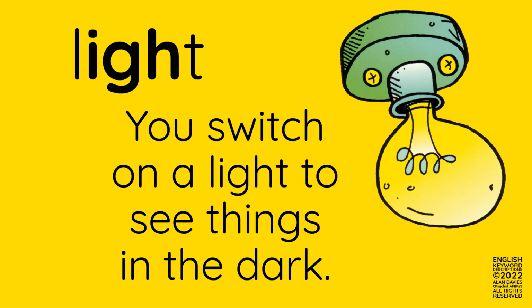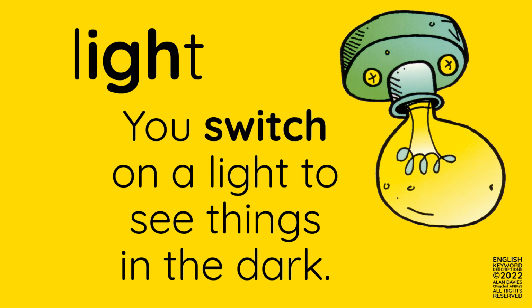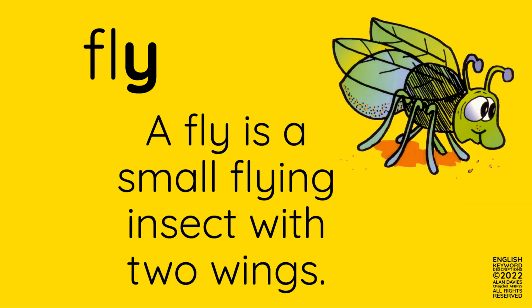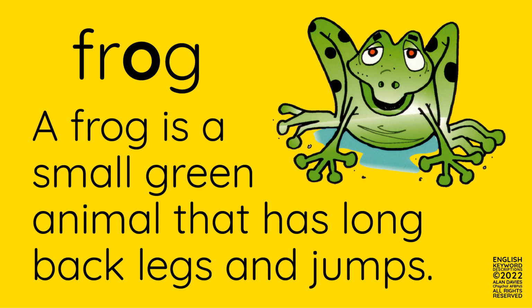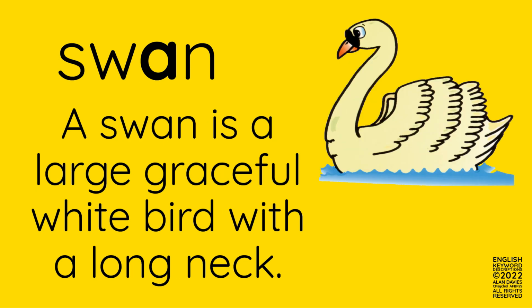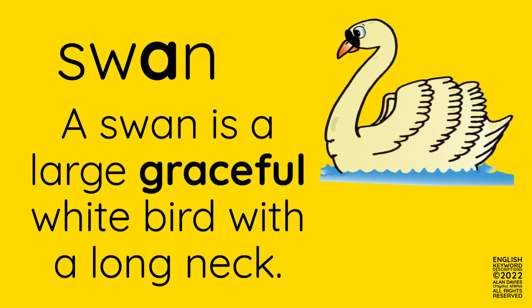Light. You switch on a light to see things in the dark. Fly. A fly is a small flying insect with 2 wings. Frog. A frog is a small green animal that has long back legs and jumps. Swan. A swan is a large, graceful white bird with a long neck.